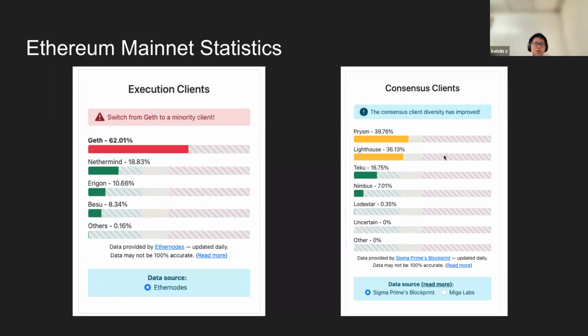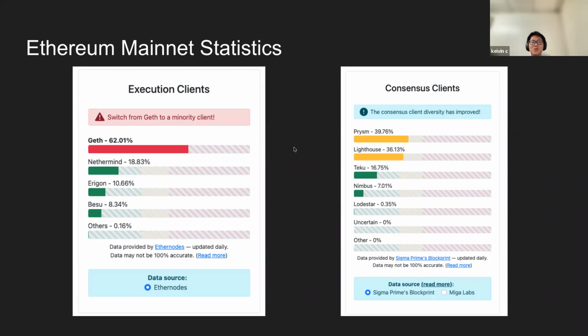So now that we have covered a rough idea of the different clients, I want to bring attention to some statistics. I just pulled this out today. Of course, it may not be 100% accurate, but it's the best that we have, at least that I have access to. You can see on my left, execution clients. Geth is currently at 62%, followed by Nethermind, Erigon, and Besu. And you can see that it's showing a red flashing symbol, which is not good.